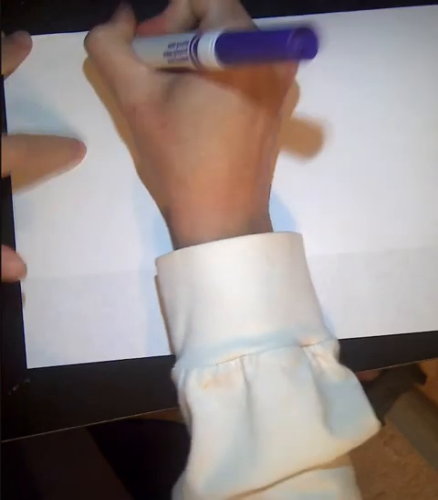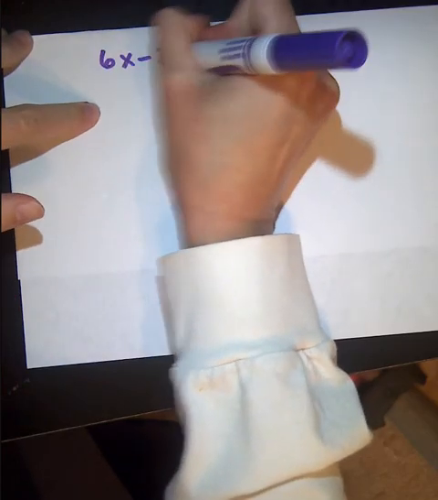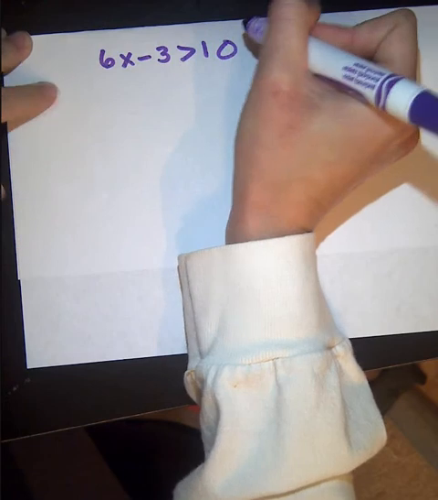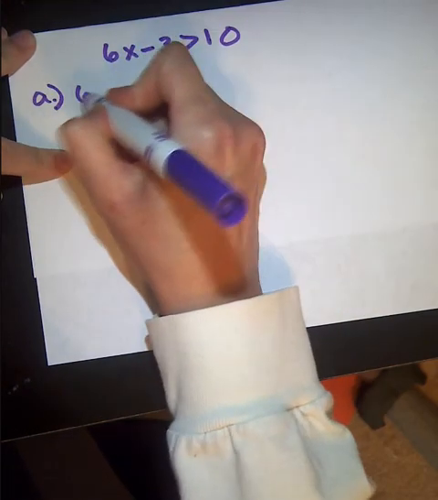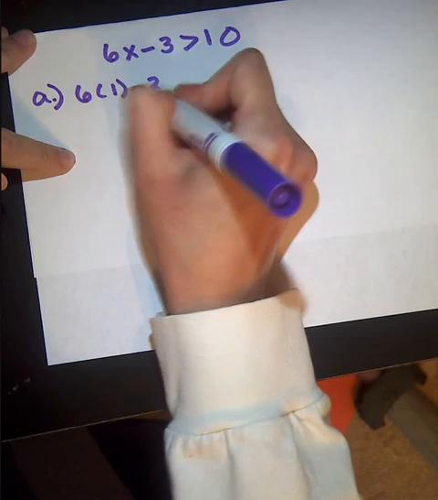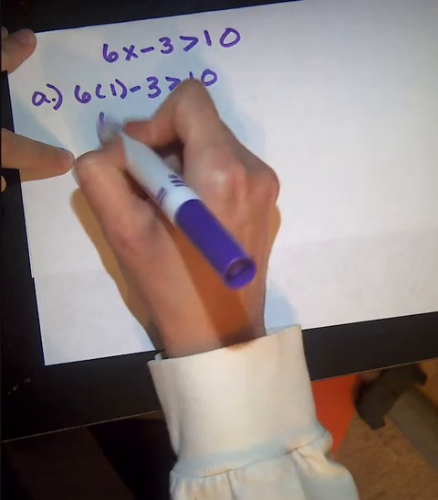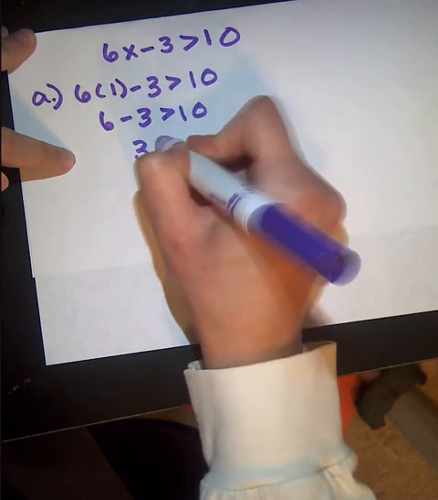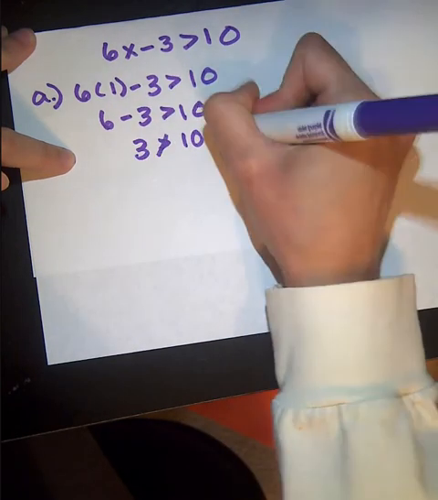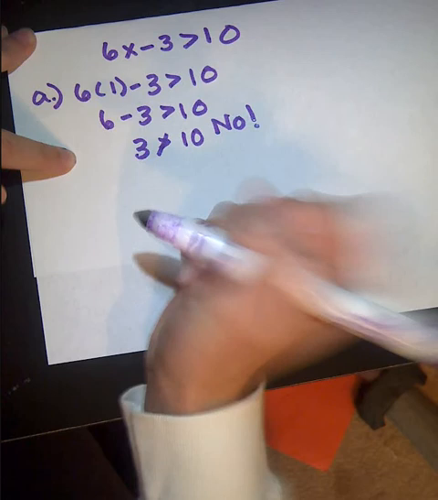Okay, so we're going to try, it says, is each number a solution of 6x minus 3 is greater than 10? So first we're going to try 1. So this is A. If I put 1, is 6 times 1 minus 3 greater than 10? Well, that's 6. 6 minus 3 is greater than 10. That is a big no. 3 is not greater than 10, so that one was a no. So you should have known for that one.